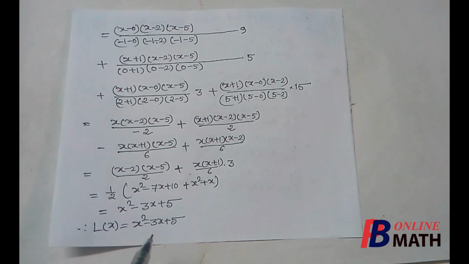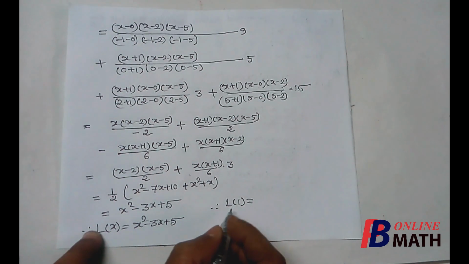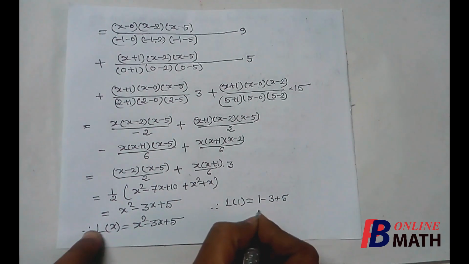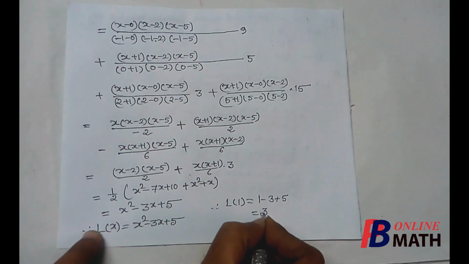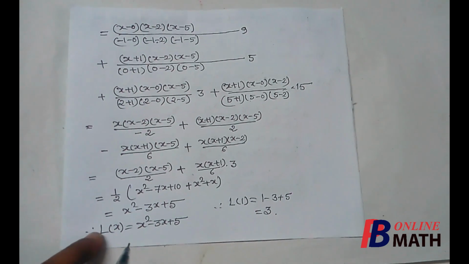Now it is interesting to see that although we have assumed that the polynomial is of degree 3, here ultimately we find that the polynomial is of degree 2 only. So this is our required interpolating polynomial, L(x) equal to x square minus 3x plus 5. Finally, we have to find the value of the function at the point 1. So the value of the function at 1, that will be equal to L(1), is 1 minus 3 plus 5, which is equal to 3. So this is the value of the function at the point 1. So that completes the solution.